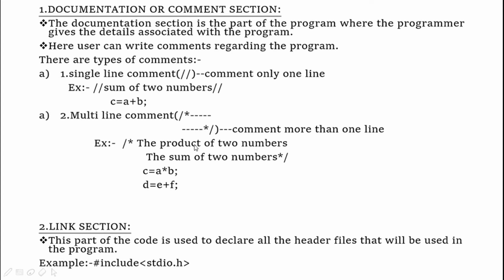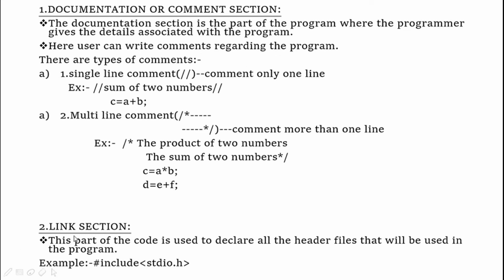The main thing here is the compiler will ignore this comment line section. If the compiler comes across such lines, such as the sum of two numbers, they will be ignored and the code line will be compiled. So these comment line sections will not be compiled by the C compiler, and they will be ignored. This is only for the user's understanding.